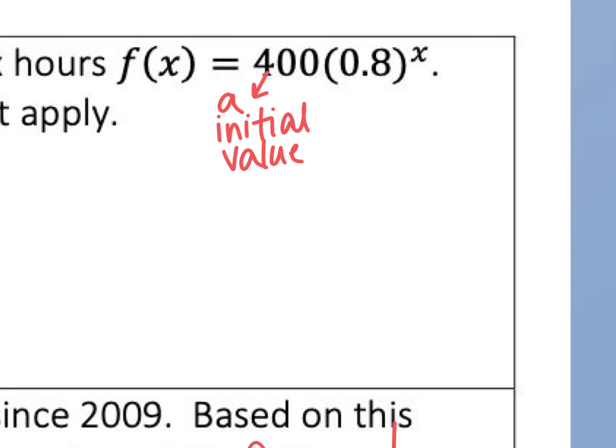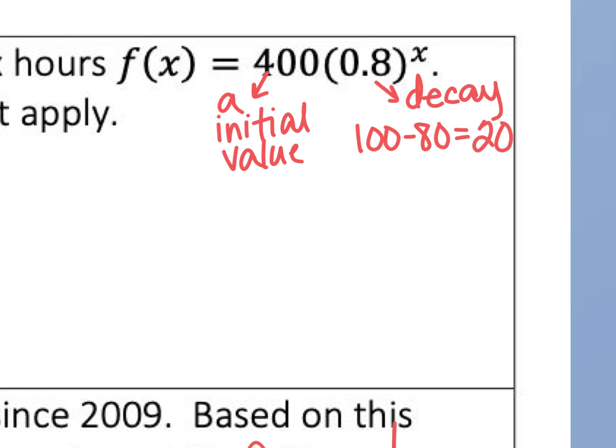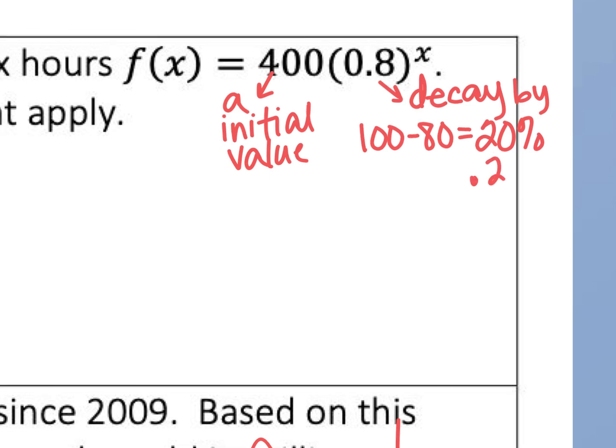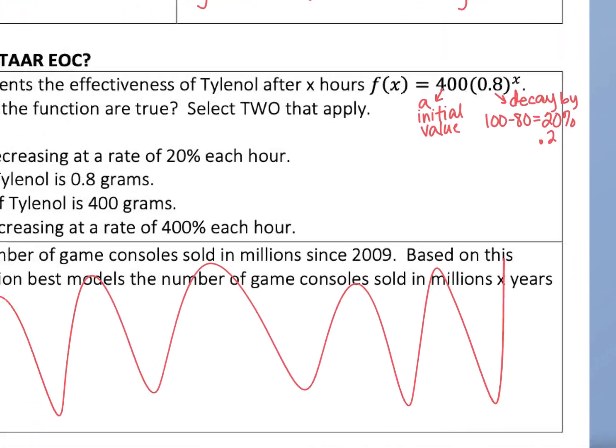Okay, what about this 0.8? What does it tell us? That's our B, and it's a decay. It is less than 1. So remember, we're going to have to do, you can do 1 minus 0.8, or you can do 100 minus 80. What do we get? 20%. So this is a decay by 20%, or 0.2. So those are going to be important things to pay attention to, so we can look at our answer choices here.